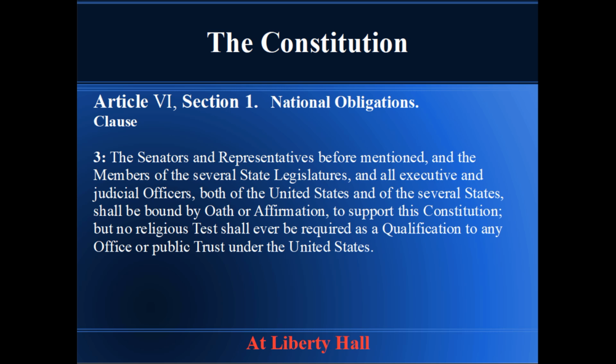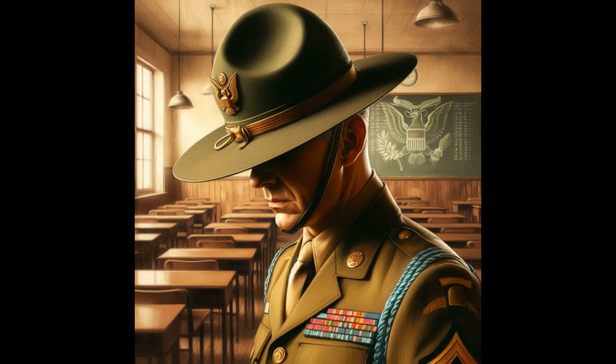Clause 3. The senators and representatives before mentioned, and the members of the several state legislatures, and all executive and judicial officers, both of the United States and of the several states, shall be bound by oath or affirmation to support this Constitution, but no religious test shall ever be required as a qualification to any office or public trust under the United States. 3. All federal and state officials must swear to support the Constitution. No religious test is required for public office.